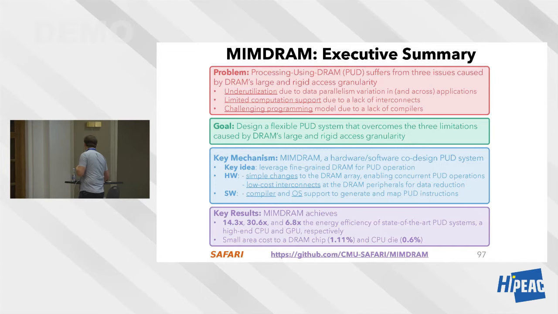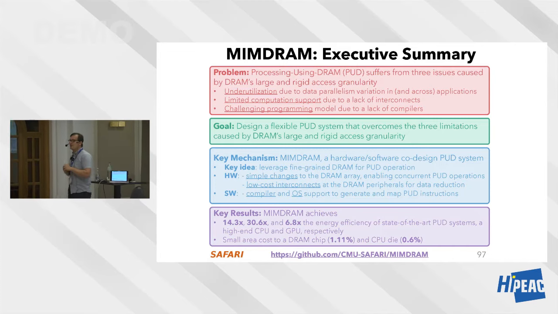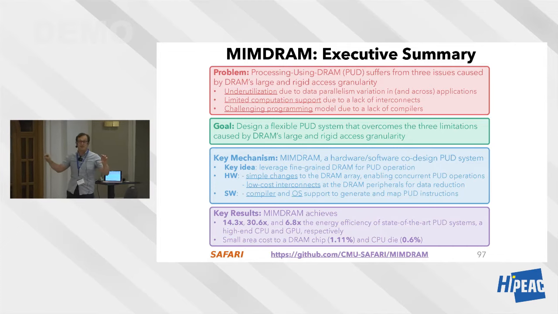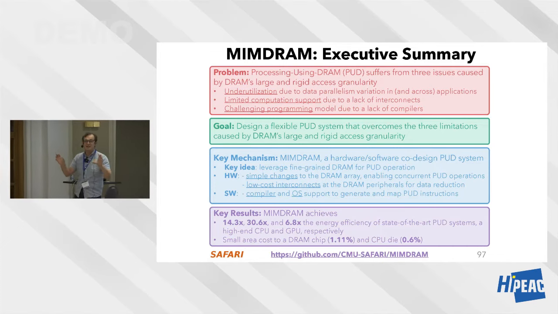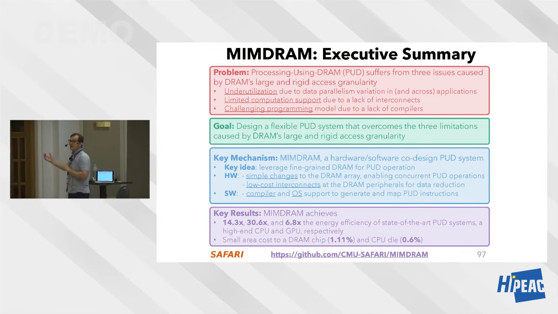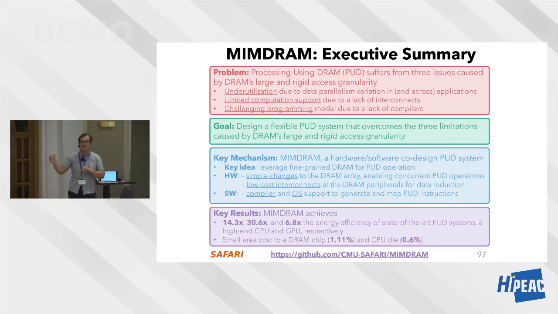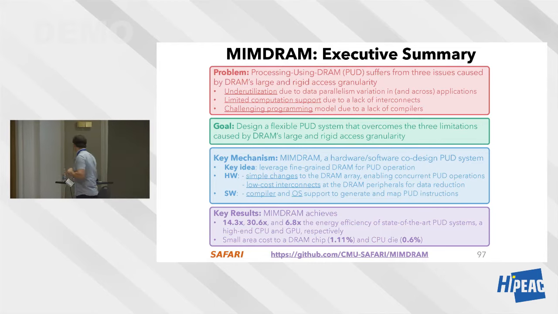And then there are other issues, like we don't have support for reduction operations in processing using DRAM, for example, because we don't have a lot of interconnects in DRAM. We discussed that yesterday. We're going to add a little bit more interconnects. And there's a challenging programming model due to a lack of compilers, essentially. The programmer needs to do everything. So we wanted to fix that in this work. And in this work, we basically introduced some ideas. I'm going to mention that. And you see significantly more benefits compared to the SIMDRAM approach.